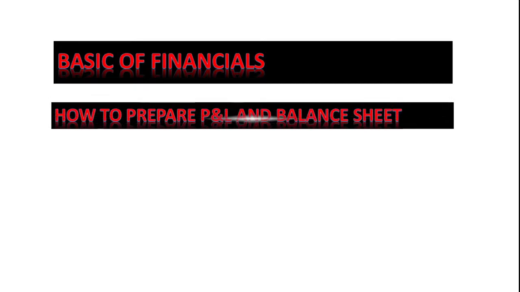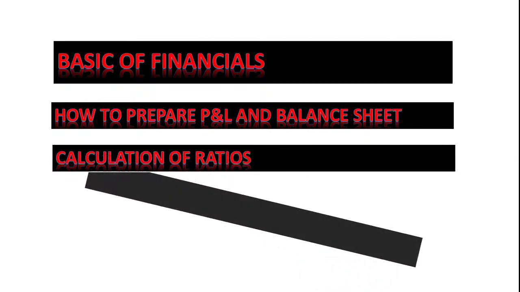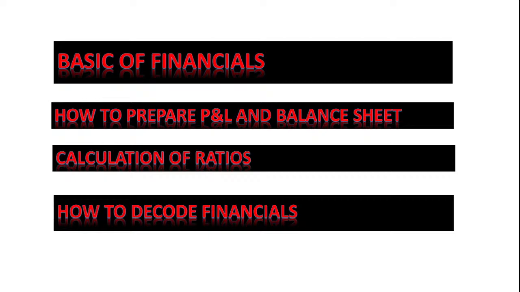Today again we are going to discuss about the various component of assets and liability of a company's balance sheet. See, in the beginning itself in part 1 itself I had already said कि we are going to discuss about the basic of the financials, then how to prepare profit and loss and balance sheet, then calculation of various ratio, and the most important how to decode financials. So the entire our sessions I have divided into four parts.